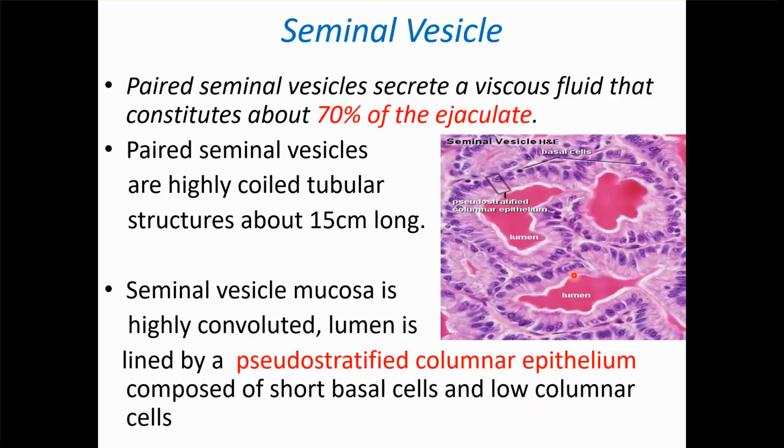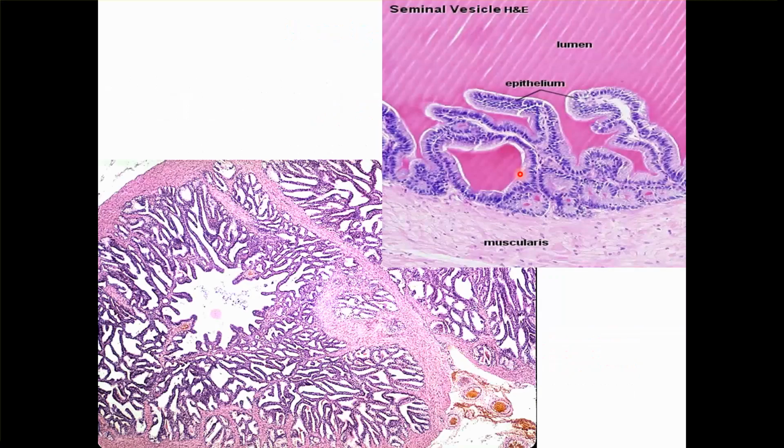So here you can see this is the lumen, filled with the secretion. Here this epithelium is the pseudostratified columnar epithelium. You can see the basal cells over here, very short cells. Here this is a section of the seminal vesicle, a very highly coiled structure. This is the lumen. And this is another view in which you can see the epithelium over here and the lumen over here.